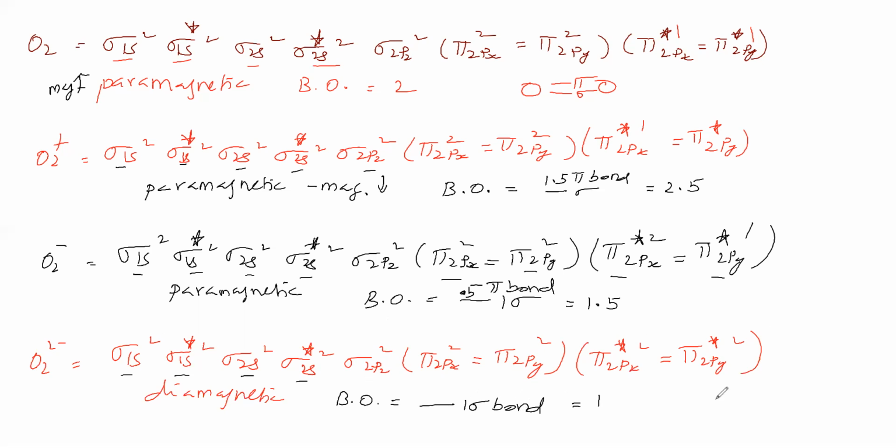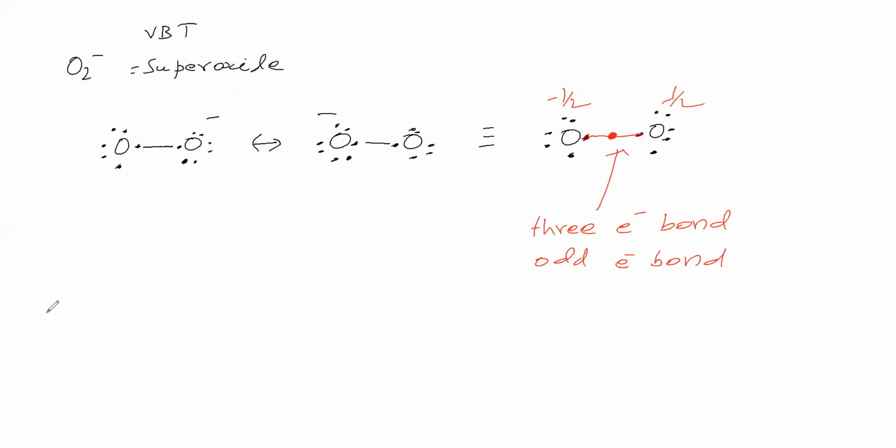Now, regarding this O2 2 minus, this peroxide, we will give the peroxide structure. This oxygen we will write. This oxygen group number is 6A. Therefore, its valence shell has 6 electrons.